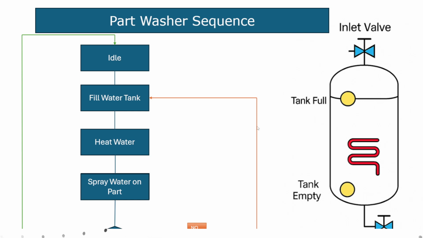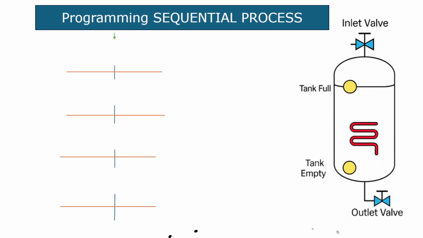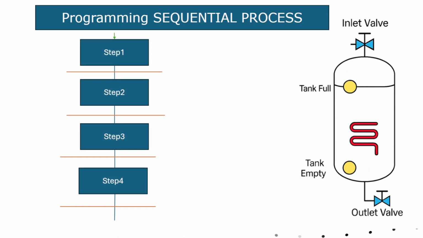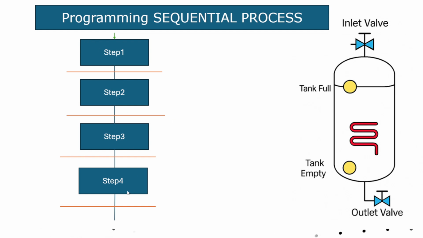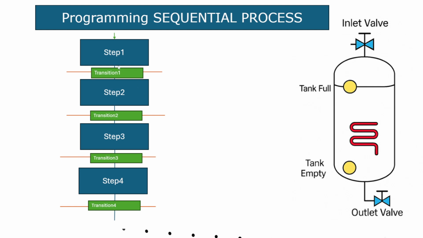Now, how do we use the sequencer way of programming to program this and make it simpler and easy to troubleshoot? So programming a sequential process, I'll just show you how we plan on doing the logic. Each sequential process will have logic steps. Steps are the process steps or logical steps. And then we create something called transition signals.